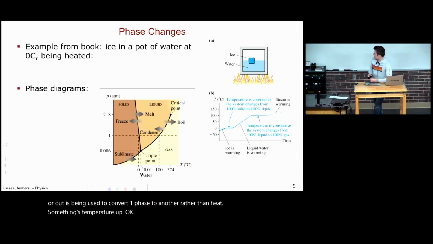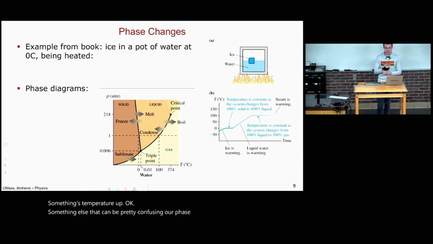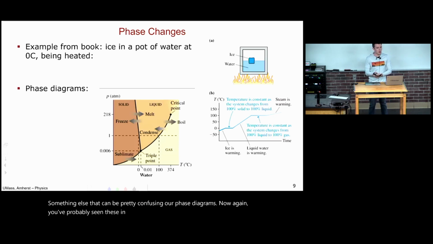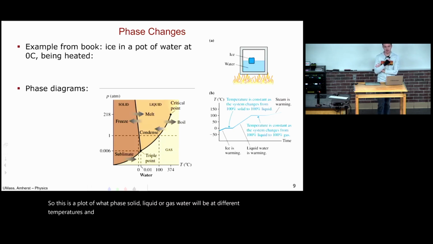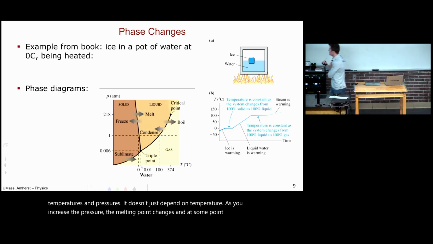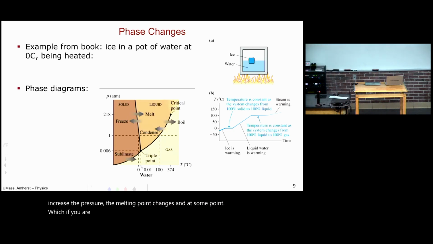Something else that can be pretty confusing are phase diagrams. Now again, you've probably seen these in chemistry to a moderate degree. So this is a plot of what phase, solid, liquid, or gas, water will be at different temperatures and pressures. It doesn't just depend on temperature. As you increase the pressure, the melting point changes. And at some point, if you are Mech-E or you do advanced study of thermodynamics, you actually can push the pressure so high that the line between gas and liquid just stops.